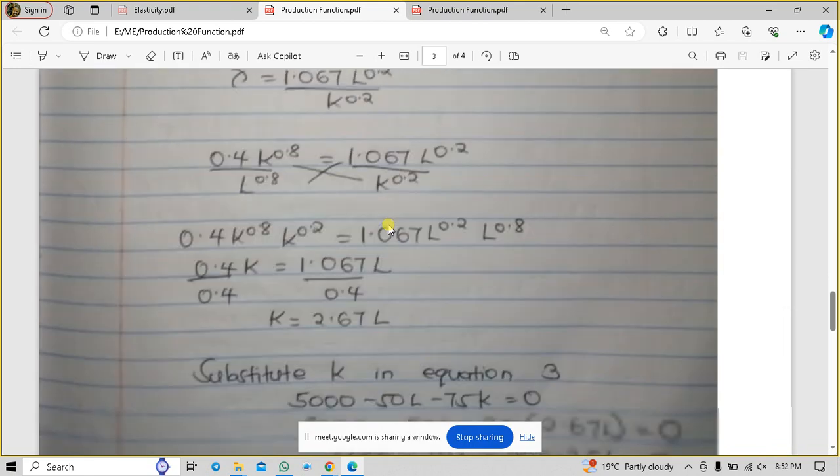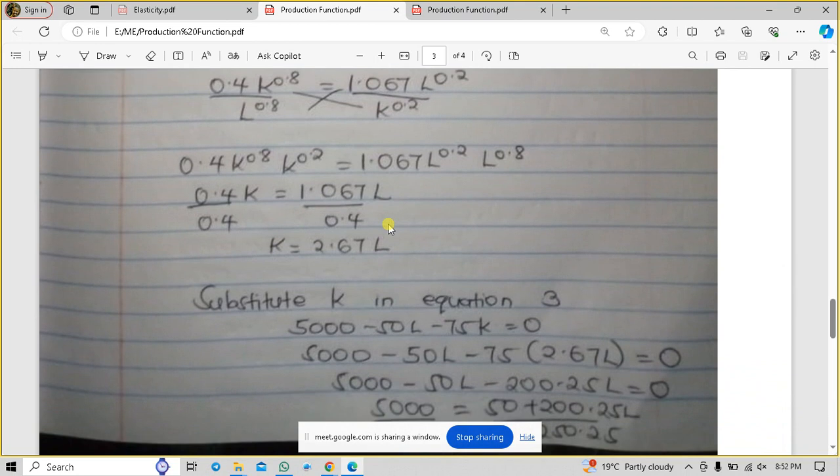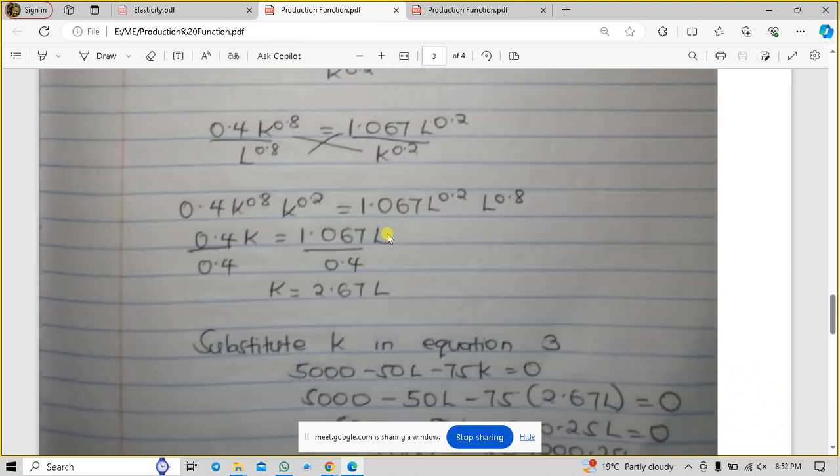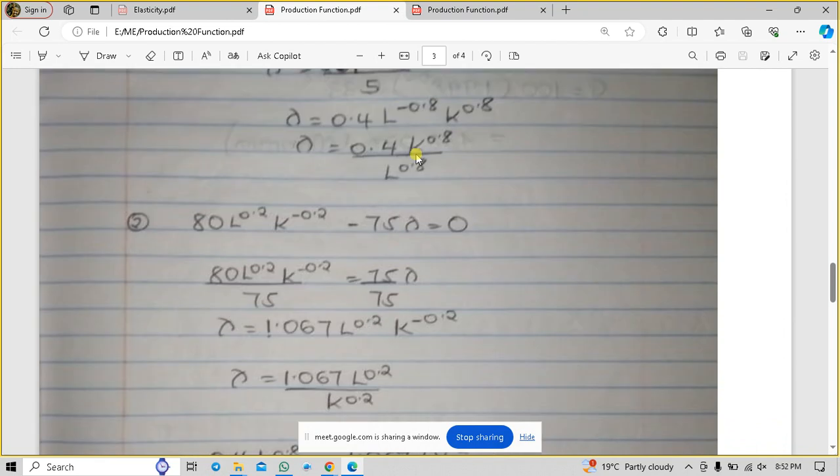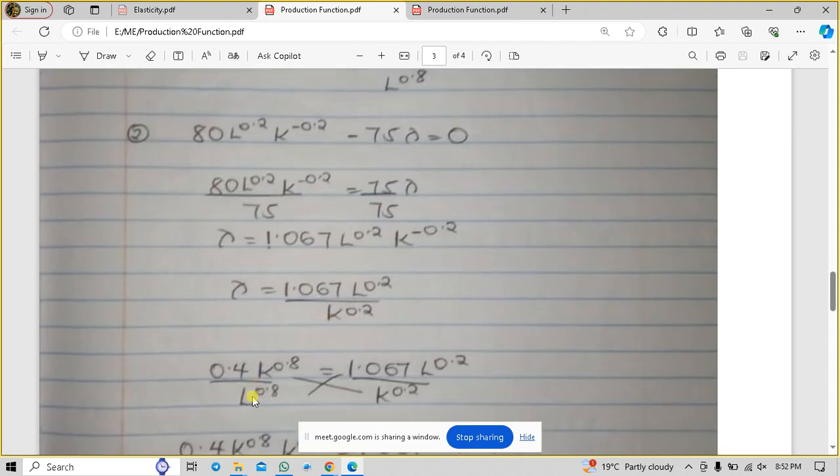So I want us to finish this one so that you can start working on that. After you reach here, we were here. So you're going to take this mu 0.4k to the power 0.8 over L to the power 0.8, you write it equals to the second mu, 1.067 L to the power 0.2 over K to the power 0.2.